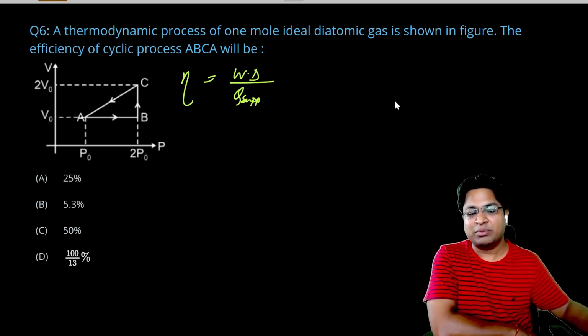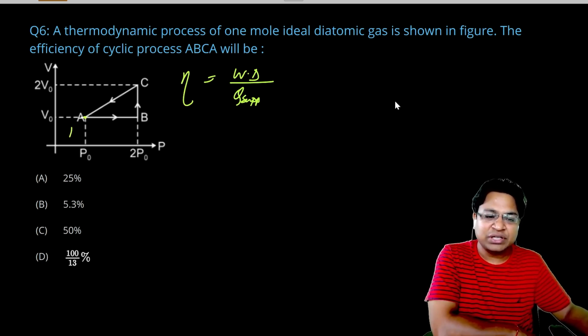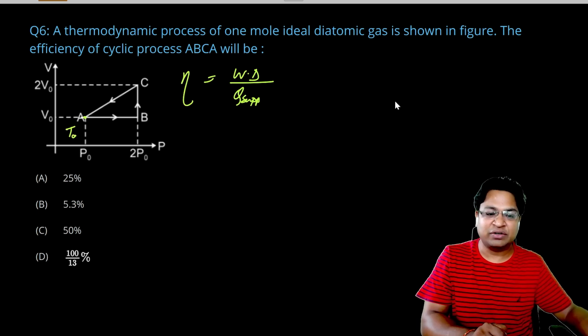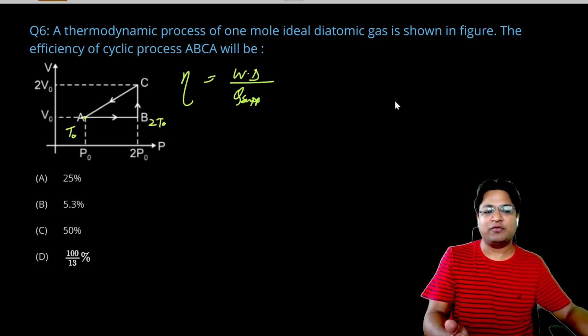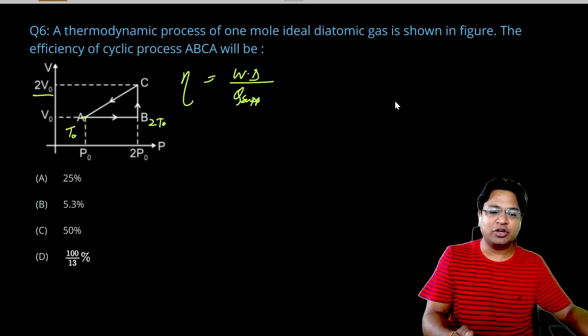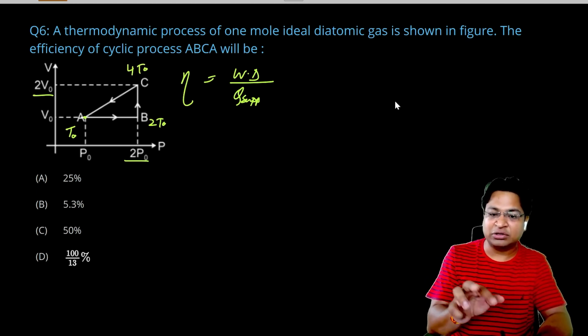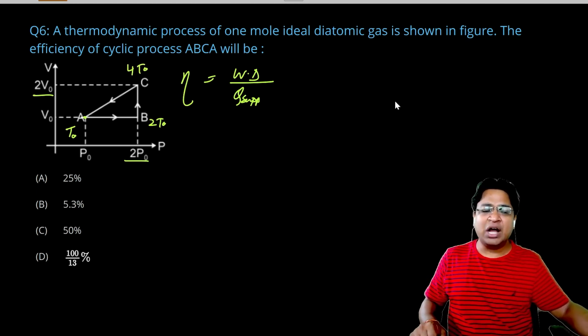Okay, now let's do one more thing. If I consider the temperature at A as T naught, notice this. Then at B, the temperature will be double of what it was at A, so it will become 2 T naught. And at C, the temperature will be 4 times of what it was at A, because the pressure-volume product becomes 4 times of what it was at A. So here the temperature would be 4 T naught. So I now know the temperature in terms of T naught at all the 3 points. Okay. Now how do we write the work done?